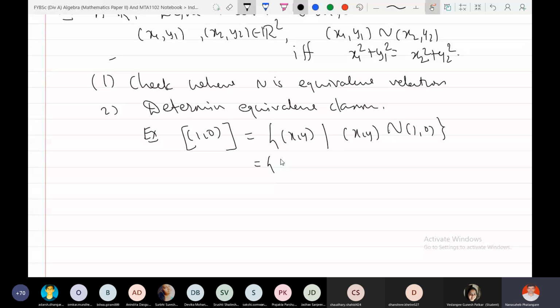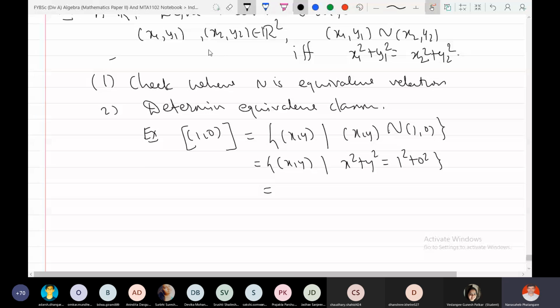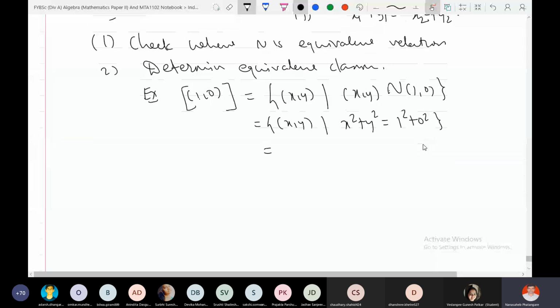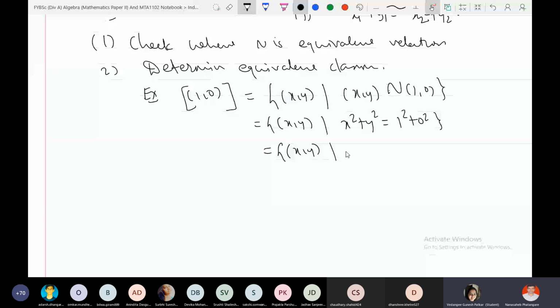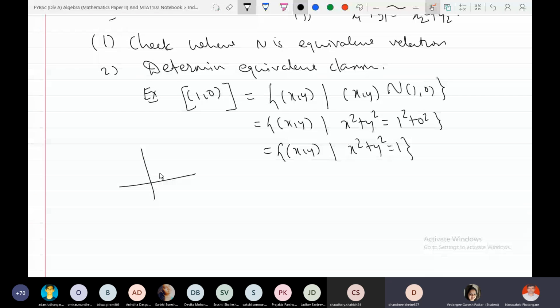That means what is it? (x, y) such that x square plus y square is the same as 1 square plus 0 square. That is what our definition is. Two points are related if the sum of squares of components are equal. Then these two points are related. That was the relation. That means what is the equivalence class of (1, 0)? Those points which are related with (1, 0), that means x square plus y square is equal to 1, right? And what is x square plus y square equal to 1? Unit circle. So this is the equivalence class of (1, 0).